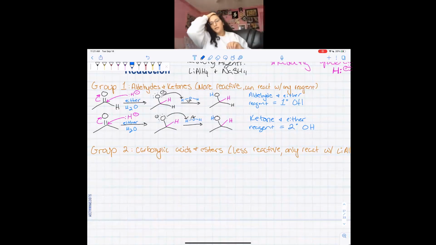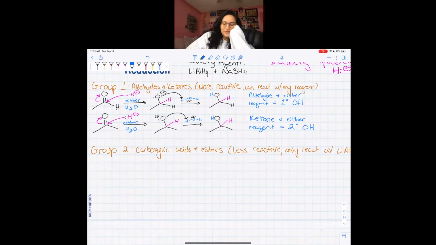So yeah, in general, aldehydes and ketones, when they're reduced, are both going to make alcohols. All of this stuff is going to basically boil down to a carbonyl equals an alcohol. It just depends on what kind of alcohol you get, if that makes sense. Okay, cool. So that's group 1 in a nutshell.